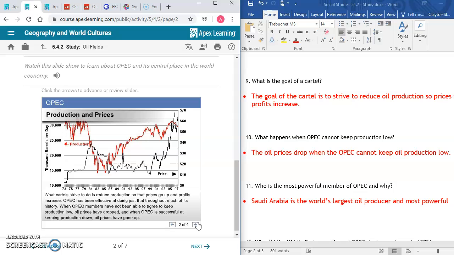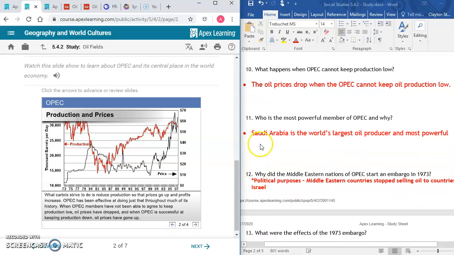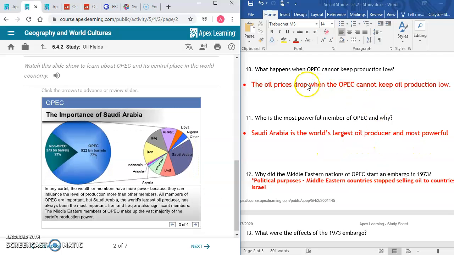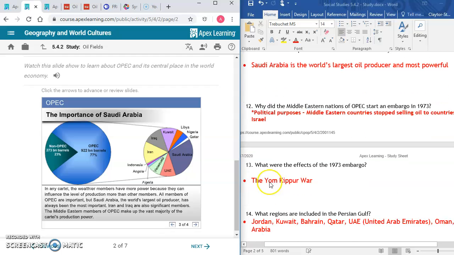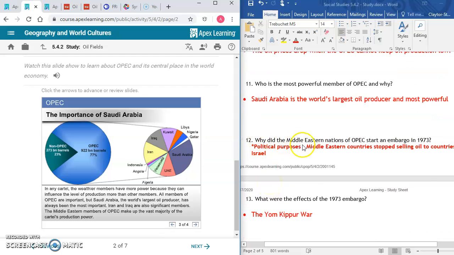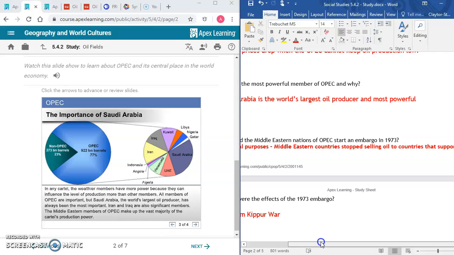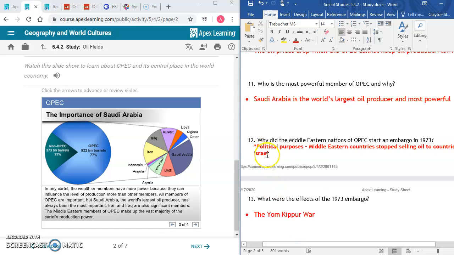All right. Number 11. Who is the most powerful member of the Organization of Petroleum Exporting Countries and why? We knew that was here. Saudi Arabia is the world's largest oil producer and most powerful. Number 12. Why did the Middle Eastern nations of the Organization of Petroleum Exporting Countries start an embargo in 1973? For political purposes. And then we go on to say Middle Eastern countries stopped selling oil to countries that supported Israel. Okay, and we did see that here.